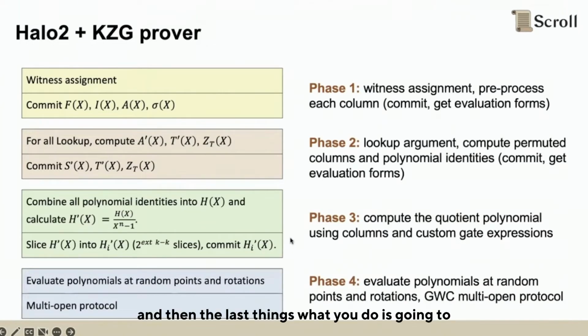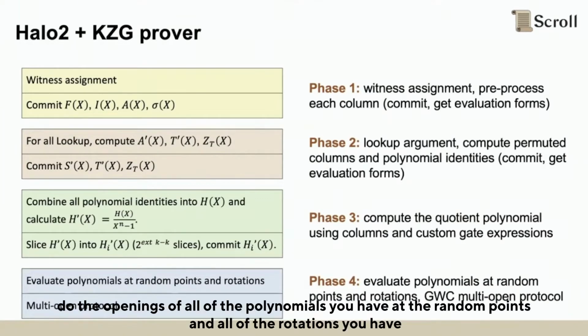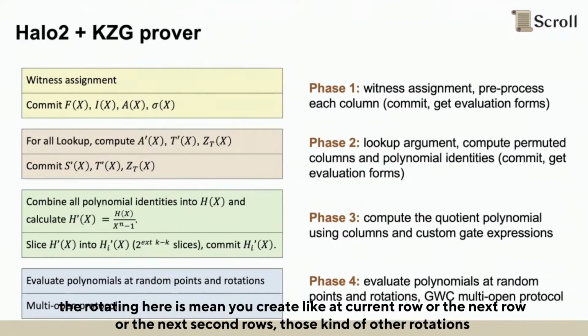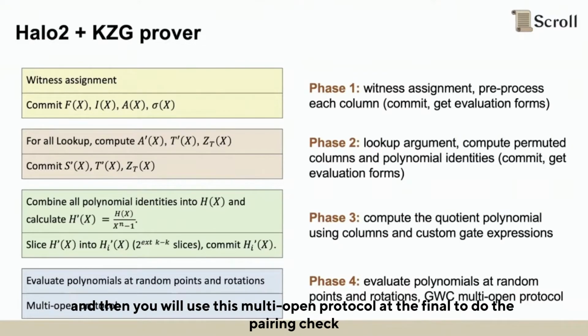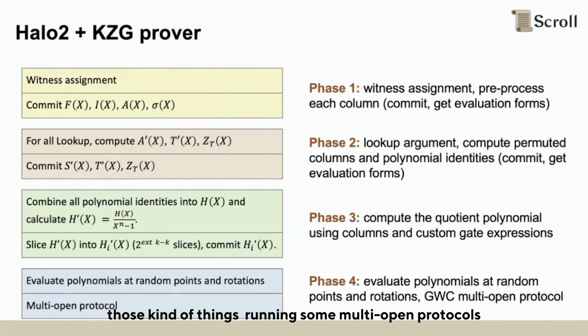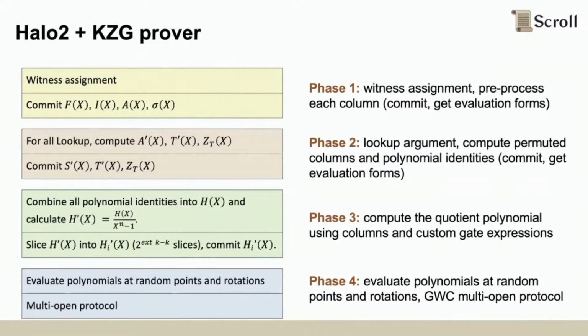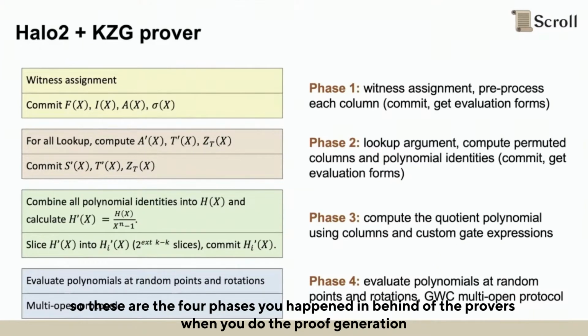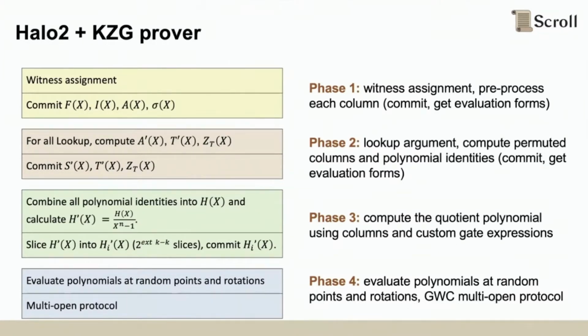And then the last thing you are going to do is the openings of all of the polynomials you have at the random points and all of the rotations you have. The rotation here means the current row or the next row or the next second row, those are the rotations. And then you will use this multi-open protocol at the end to do the pairing check, running some multi-open protocols. So these are the 4 phases that happen behind the prover when you do the proof generation.